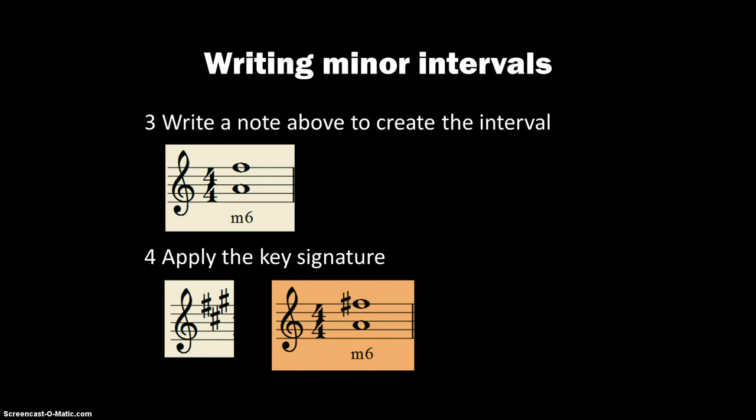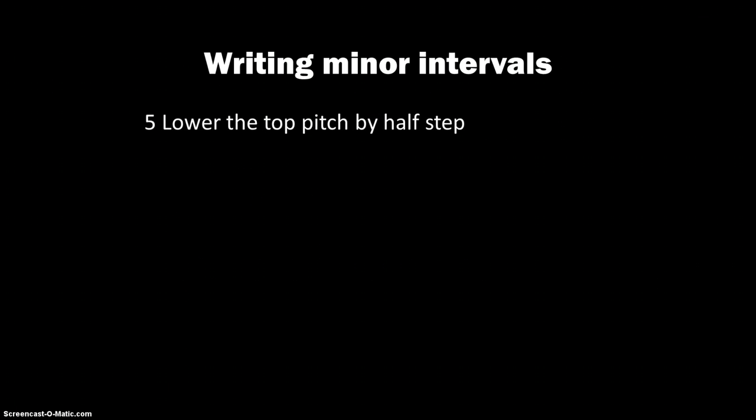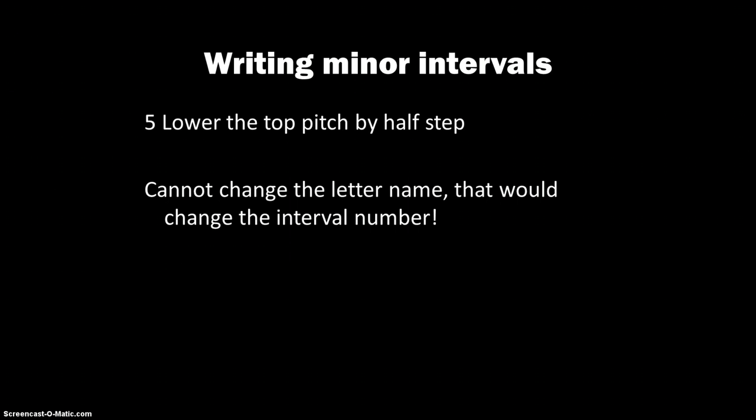Okay? We want to make it a minor sixth. So what do we need to do? We need to make it smaller. How do we make it smaller? We're going to shorten the distance between those two by lowering the top note a half step. And that's our last step in this process. It's very important that you don't change the letter name because that would change the interval. We don't want to change the interval number, just the quality.